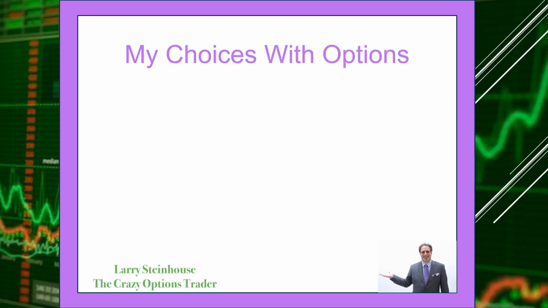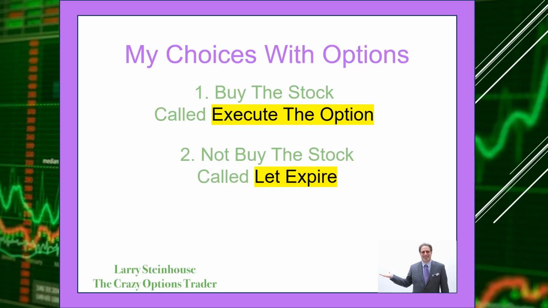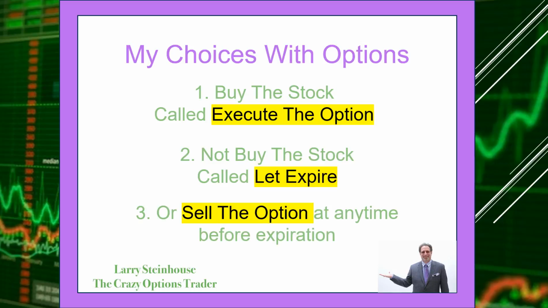So here's my choices with options. Remember, we talked about this before. If I buy the stock, I can execute the option. Or I cannot buy the stock, which is basically let it expire. So, for example, let's say the stock went down to 9.5. Well, if I could buy it on the street for $9.50, why would I want to buy it from you for 10? So I let it expire, and you get to keep my money. Or, my favorite is sell the option anytime before expiration. This is the key to stock options trading. You buy low and you sell high.